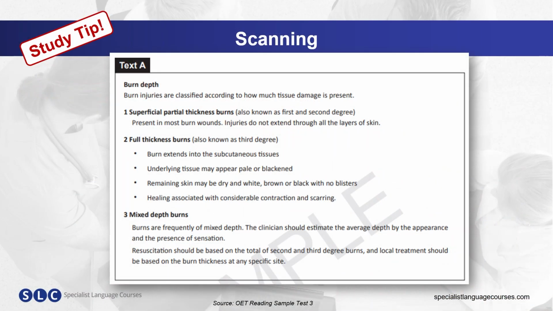So how can you improve? Practice scanning as much as possible to improve your speed in this skill. You can use OET text and scan for high-frequency words. Use text from Part A. For example, here you could scan for all the mentions of burn, or perhaps tissue. Even Part C text can be used for scanning practice.